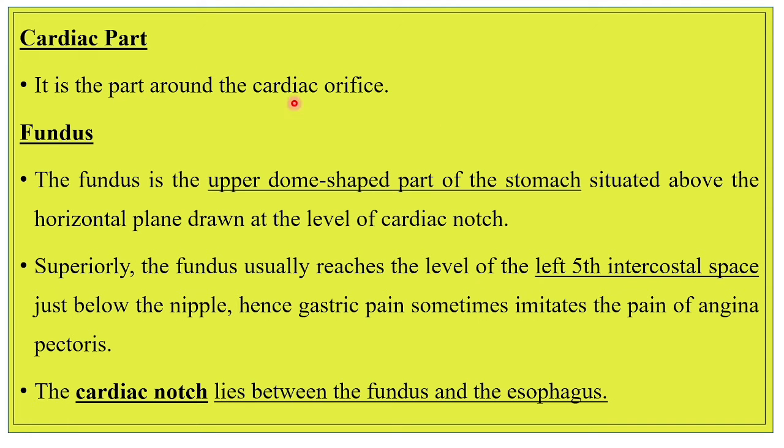The first part is the cardiac part. It is the part present around the cardiac orifice. The second part is the fundus. It is the upper dome-shaped part of the stomach that is situated above the horizontal plane drawn at the level of the cardiac notch. Superiorly, the fundus usually reaches the level of the fifth intercostal space, just below the nipple. Hence, gastric pain sometimes imitates the pain of angina pectoris. The cardiac notch lies between the fundus and the esophagus.